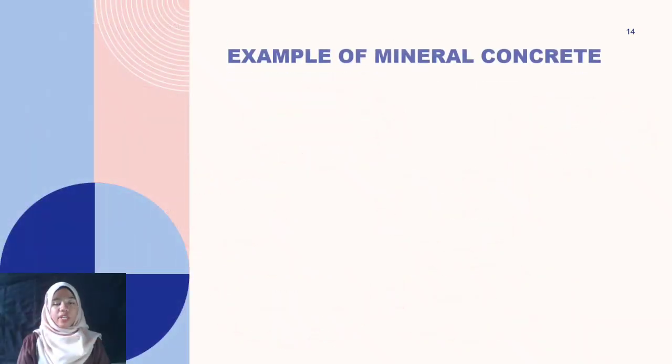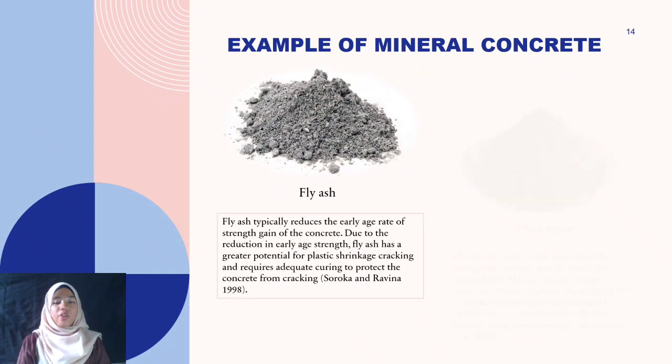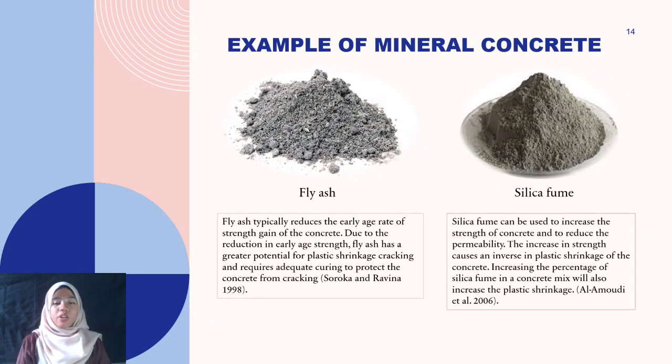This is some of the examples of mineral admixtures: fly ash and silica fume. Fly ash typically reduces the early age rate of strength gain of the concrete. Due to the reduction in early age strength, fly ash has a greater potential for plastic shrinkage cracking and requires adequate curing to protect the concrete from cracking.